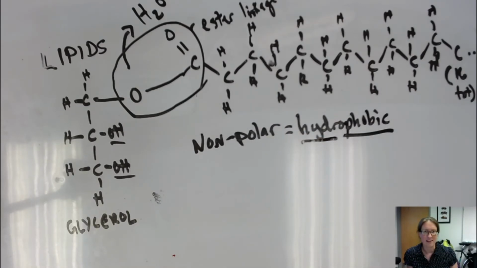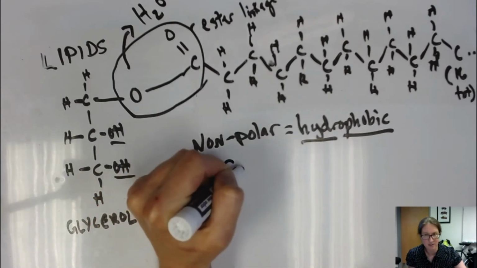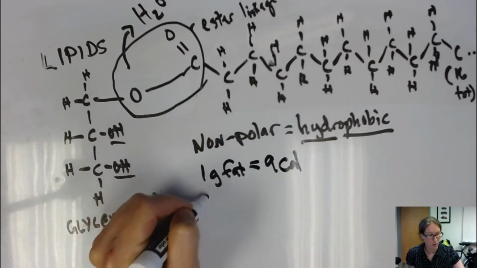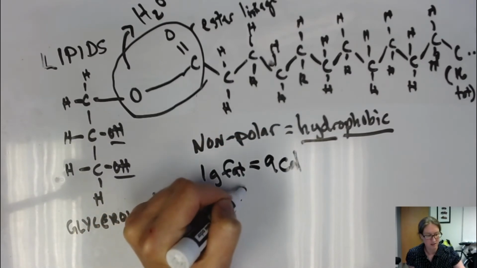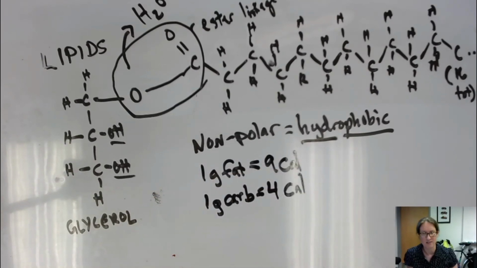The other point is that these hydrocarbon chains are also a way for cells to store energy, and they are much more compact than carbohydrates. And in fact, 1 gram of fat contains 9 calories of energy, while 1 gram of carbohydrate contains only 4 calories.